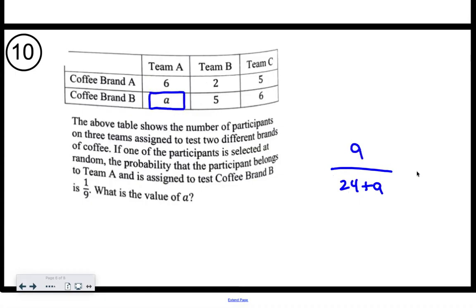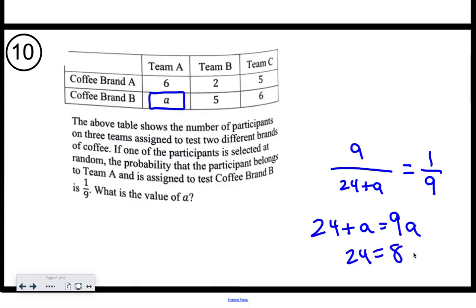That equals 1/9. And then I've just got a little cross multiplication. My A's and 9's look the same, so that's not good, but we'll just deal with it. So 24 plus A equals 9A. 24 equals 8A, and A therefore must be 3. All right. So again, we do not have conditional probability. It's just one of the participants is selected at random.